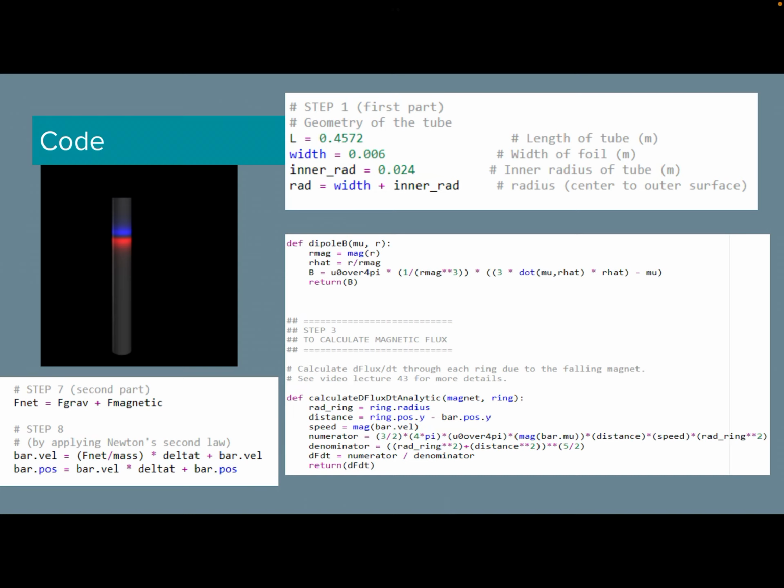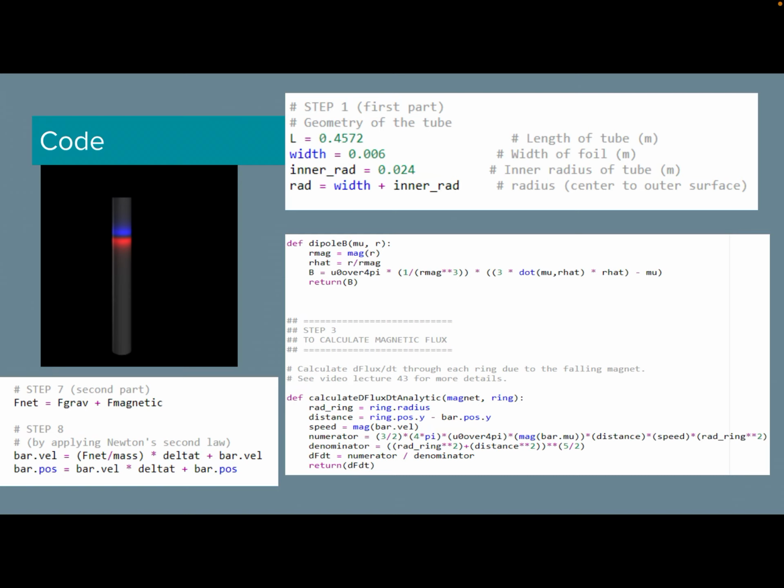The first screenshot you see here are all my inputs, and I assume that the radius is the inner radius plus the width of the foil. Next, I have to calculate the magnetic field of a dipole, and I also need to calculate the magnetic flux, because I need to use these values to then figure out what F net is.